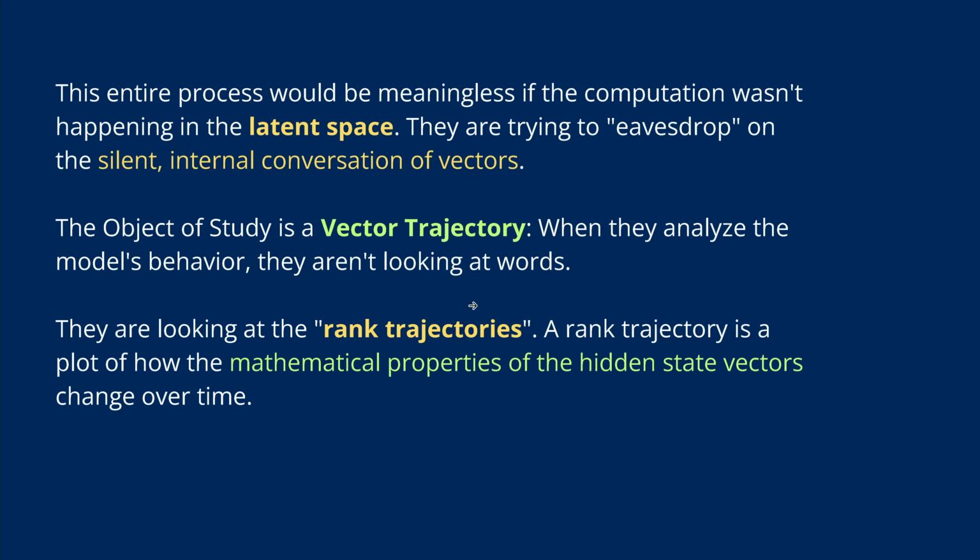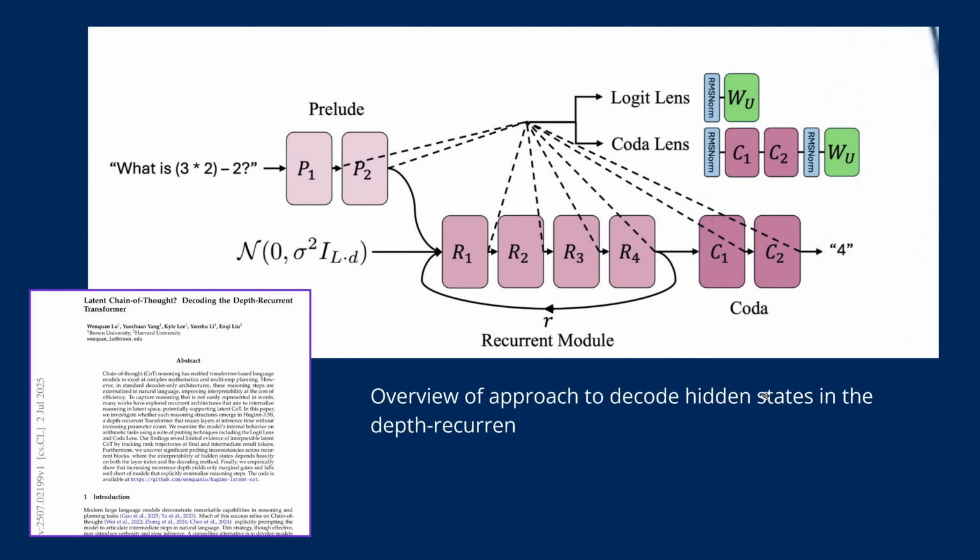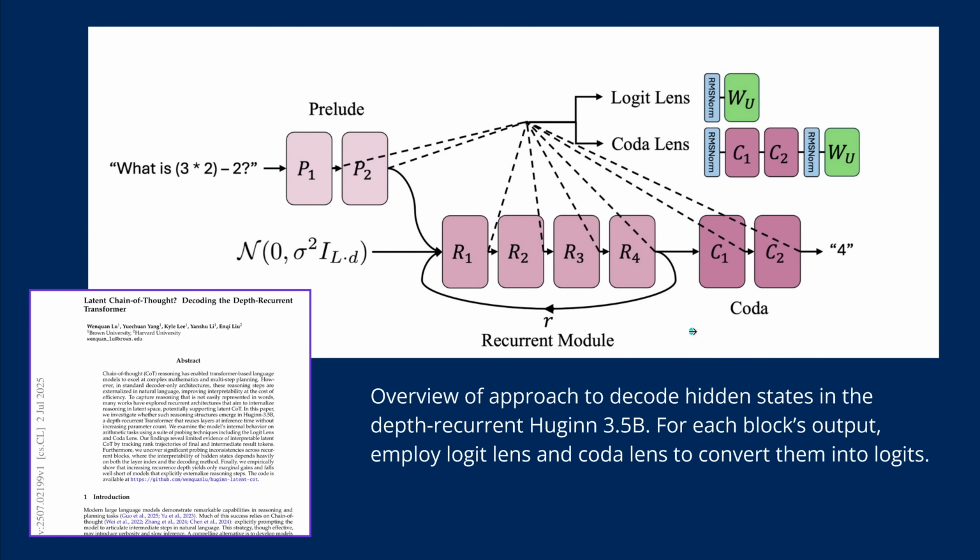And what is it? A rank trajectory is simply a plot of how the mathematical properties of a hidden high-dimensional state vector change over time. Let's have a closer look. It's absolutely the same idea, even in the new publication from July 2nd. They say we have a human task: what is 3 times 2 minus 2? You know, at first we have to perform the multiplication, 3 times 2 is 6, 6 minus 2 equals 4.